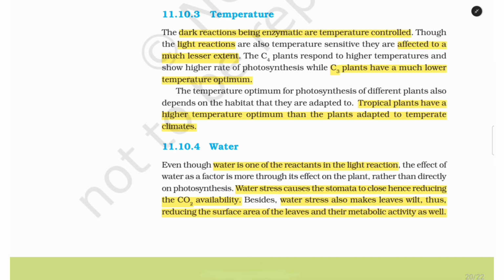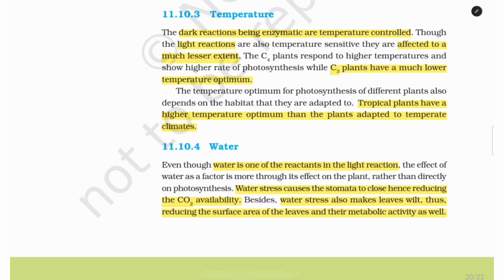11.10.3 Temperature. The dark reactions, being enzymatic, are temperature controlled. Though the light reactions are also temperature sensitive, they are affected to much lesser extent. The C4 plants respond to higher temperature and show higher rate of photosynthesis, while C3 plants have a much lower temperature optimum. The temperature optimum for photosynthesis of different plants also depends on the habitat that they are adapted to. Tropical plants have a higher temperature optimum than the plants adapted to temperate climates.